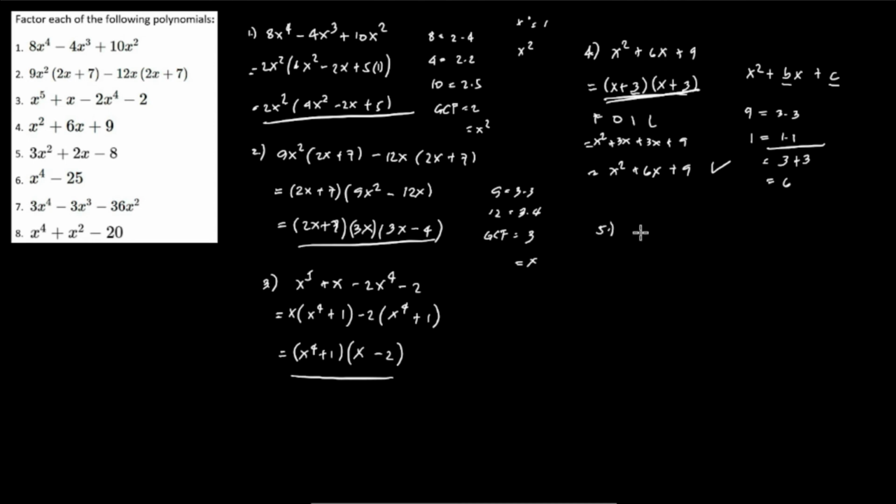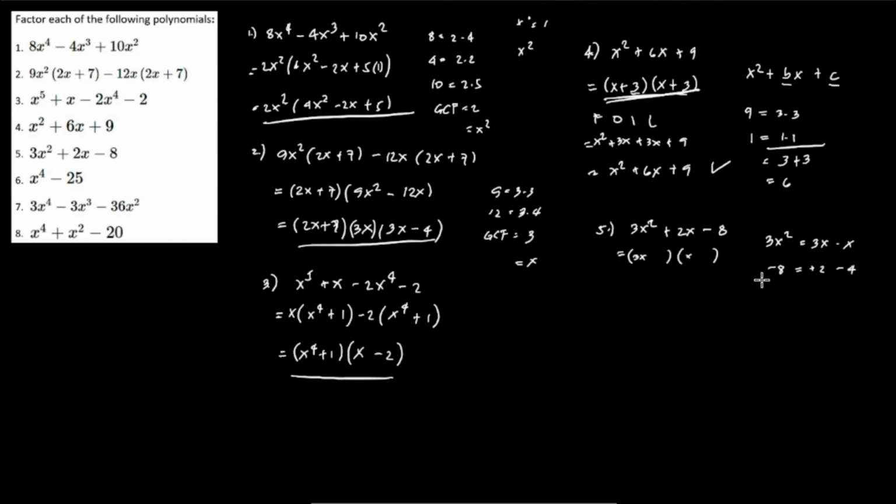Number 5, 3x squared plus 2x minus 8. Using factoring trinomials, always put 2 parentheses. In this case, that's 3x squared. Therefore, the factor for 3x squared should be 3x and x. Next, the last term is negative 8, and the factor for negative 8 should have a plus and a negative sign. The factors of 8 are 4 and 2. Let's check for positive 2 and negative 4.